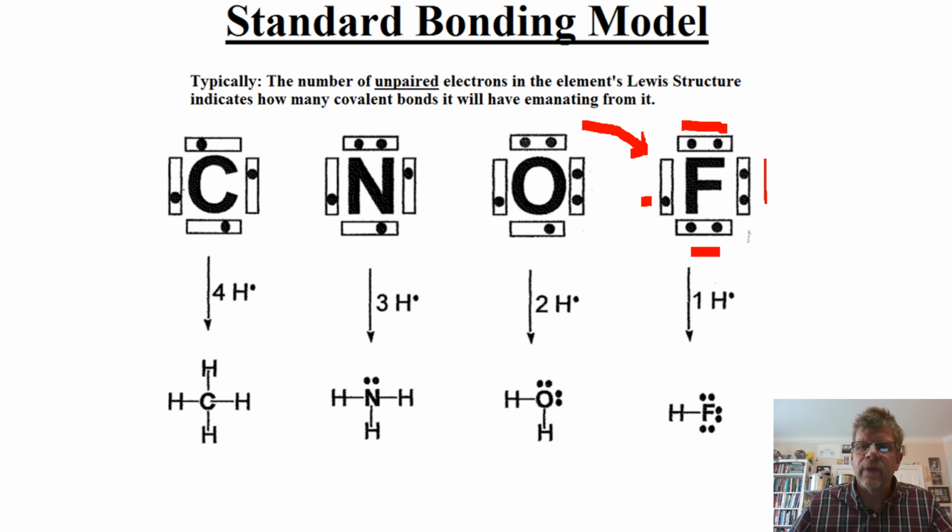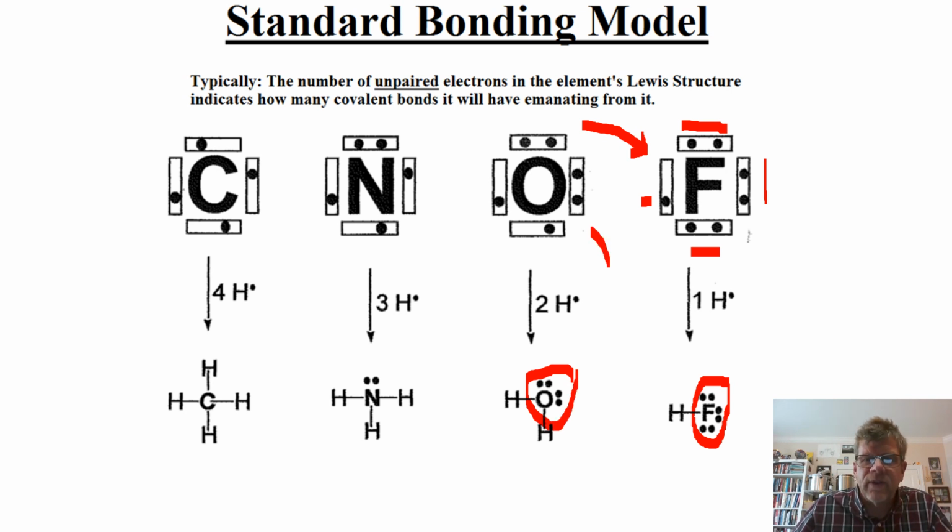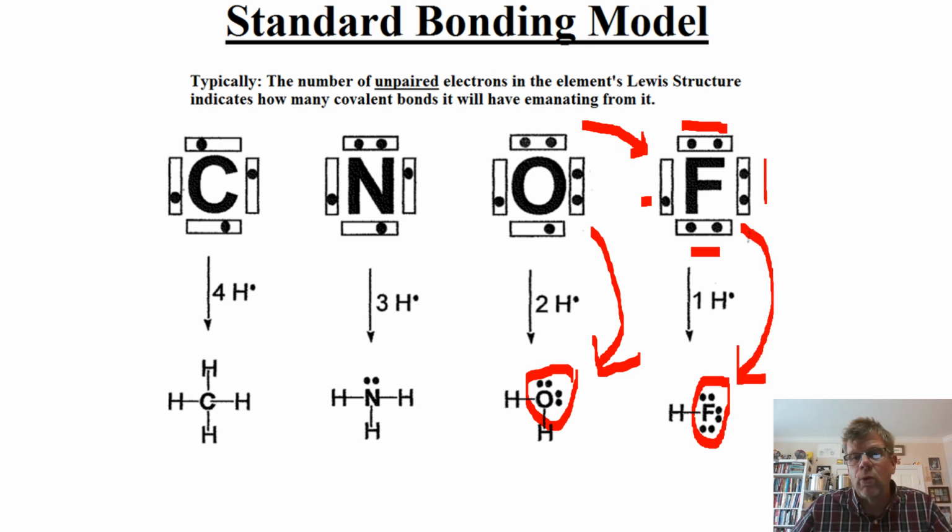Notice again, in the past two examples, the lone electron pairs that existed on the element exist on the element in its bonded form as well. For oxygen, two lone electron pairs get carried through. For fluorine and any halogen, three lone electron pairs get carried through as well.